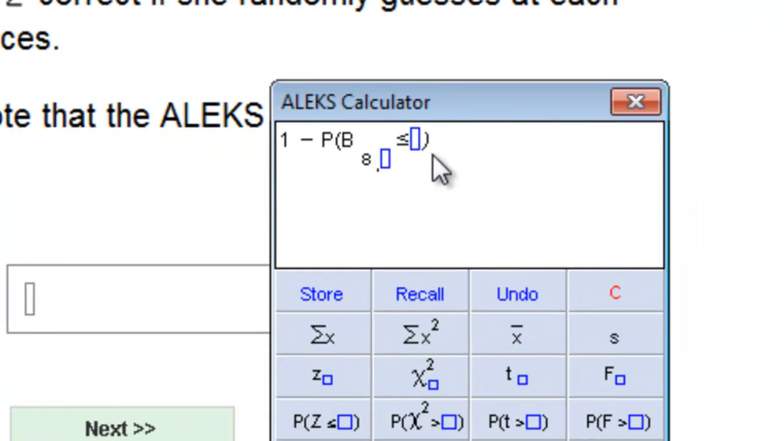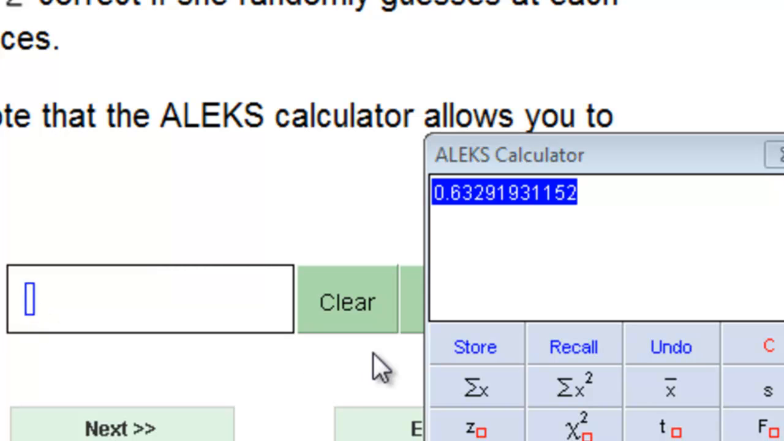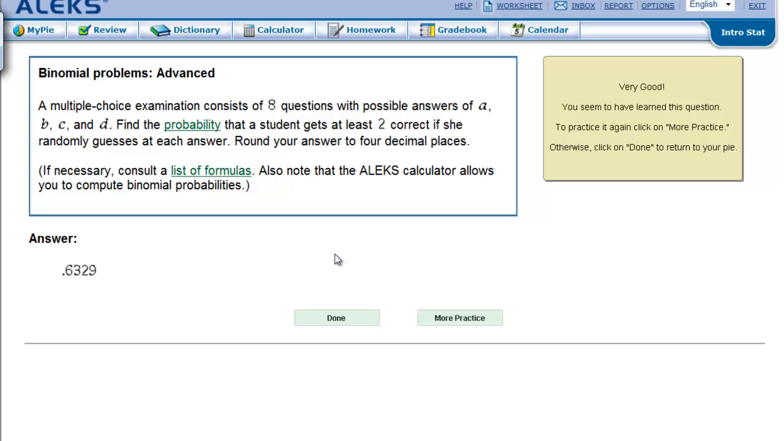I have a 1 in 4 chance, so I put 0.25 here. And I'm interested in 1 or less, because if I subtract the probability of getting 1 or less right, that'll leave me with the probability of getting 2 or greater. And so that's how I do that. It's 63.291, so I go 0.6329 and I'm done. It's a very handy little device that you can use there.